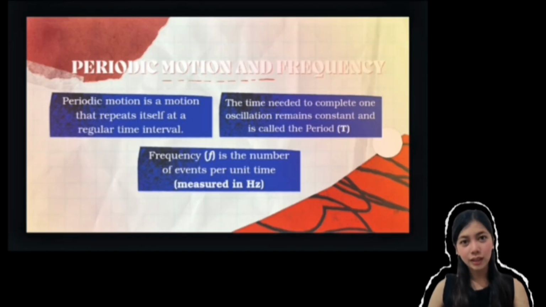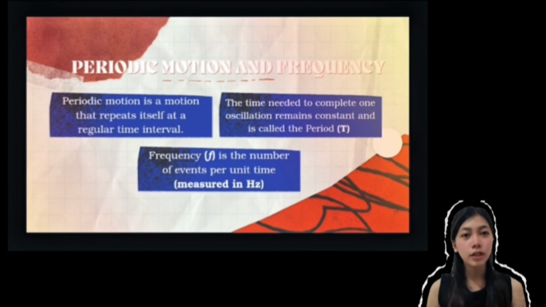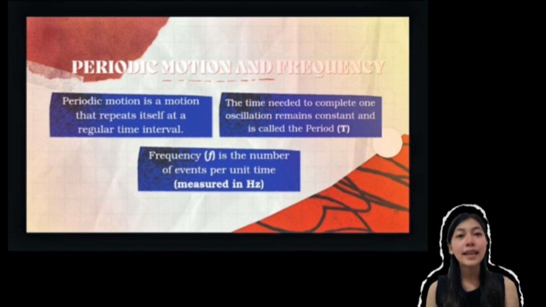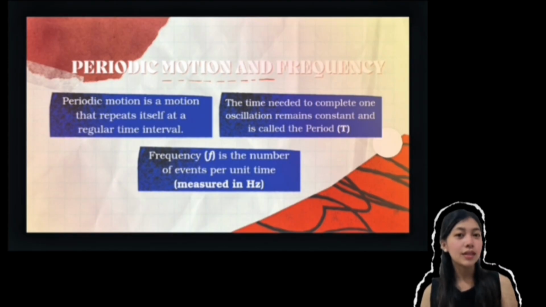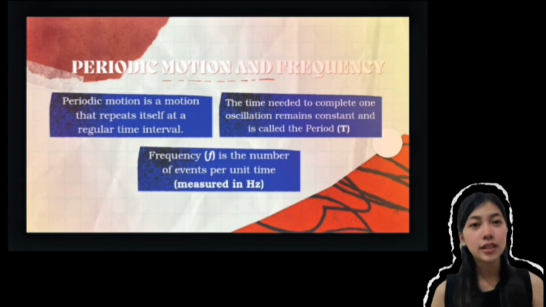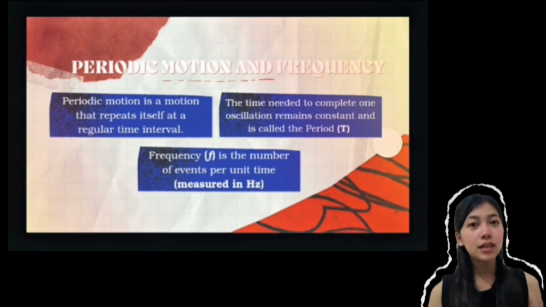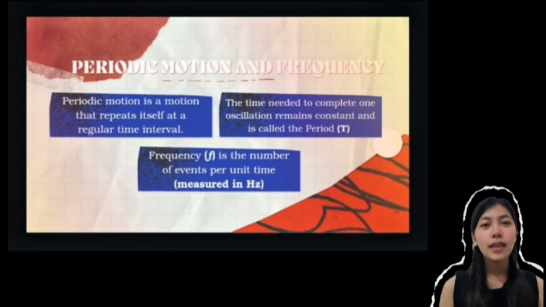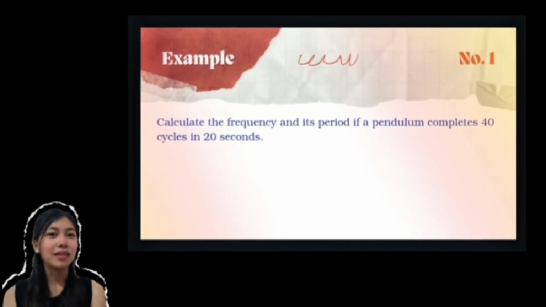motion and frequency. Periodic motion is a motion that repeats itself at a regular time interval. When something moves again and again and again, we can count how fast it moves. Frequency is the number of events per unit time measured in hertz. If it moves fast, we say it is high frequency. That means it wiggles a lot in 1 second. The period is how long it takes to finish one wiggle or one swing.